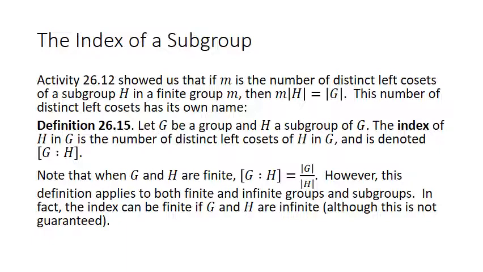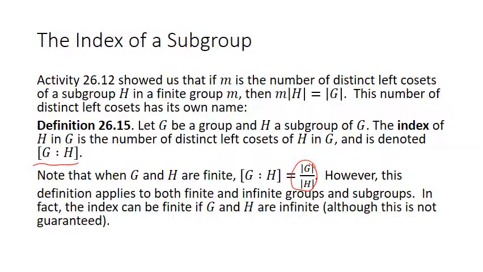Definition 26.15: let G be a group and H a subgroup of G. The index of H in G is the number of distinct left cosets of H in G, and it is denoted with this notation right here, square brackets and then G colon H. Notice that when G and H are finite, you can calculate this index with this formula: you just take the order of G and divide by the order of H.